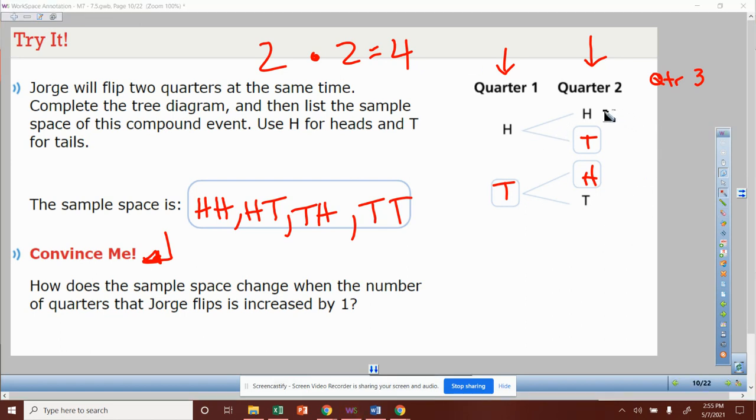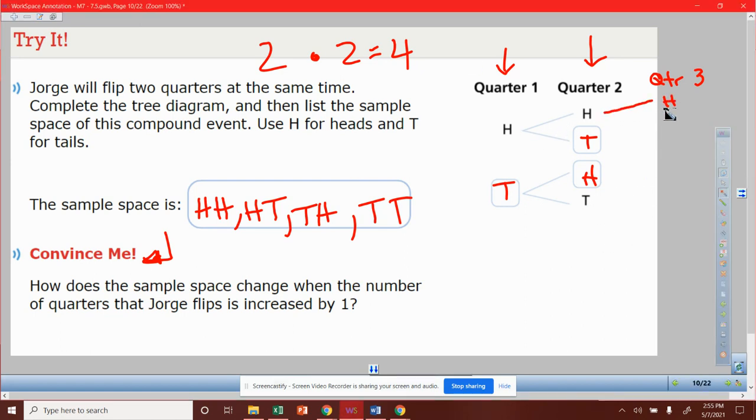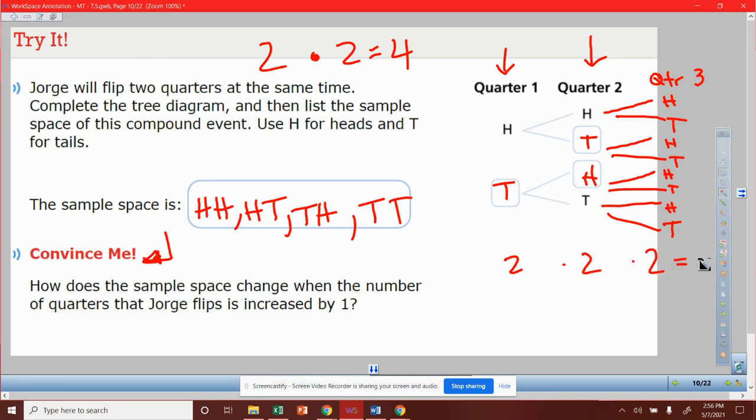So this heads, we can follow the trend and continue to get a heads, or they could flip the tails. It'd be heads, tails. Okay, so we need to create 2 different stems for that last quarter on all of these, and put a heads, tails combination to each of them. So what happens to our sample space? It gets larger. We had 2 outcomes for the first quarter, 2 outcomes for the next, and 2 outcomes for the next. So 2 times 2 times 2, we got 8 different outcomes.